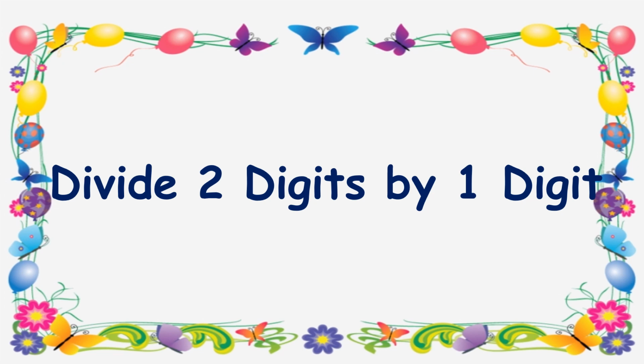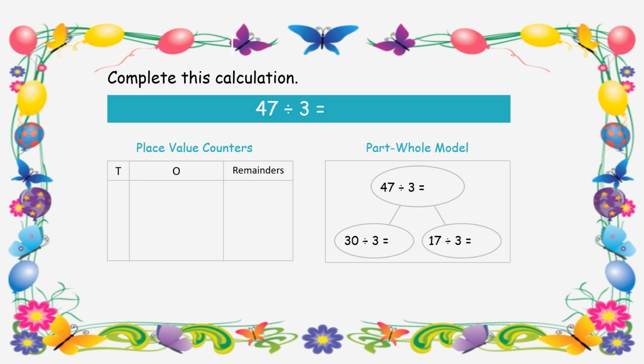In today's video, we're going to be learning to divide two digits by one digit using different methods. Come along, let's learn together. Now we are asked to complete this calculation. Remember, we are learning to divide two digits by one digit. Two digits means two numbers. One digit means one number.